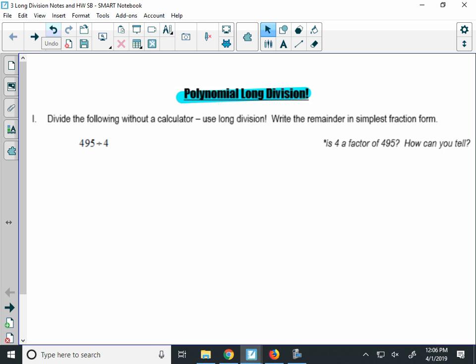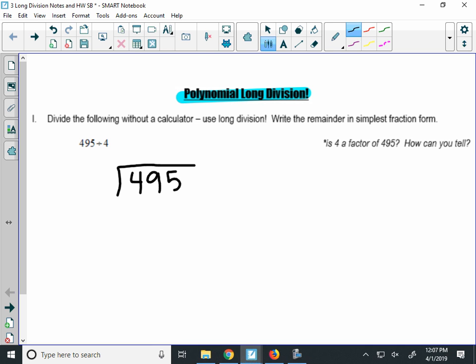longer just with numbers before we add in x's and squares and all kinds of different things that make it more complicated. So we're going to start by dividing 495 divided by 4. We're going to do long division. If you forget how this is set up, you're going to put the 495 underneath the long division bar. It's not the square root symbol, but it's similar looking.